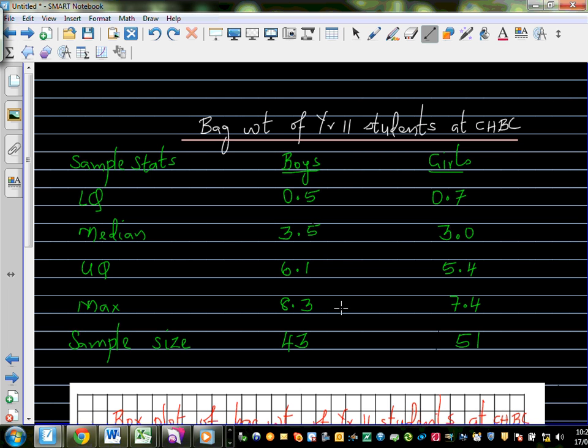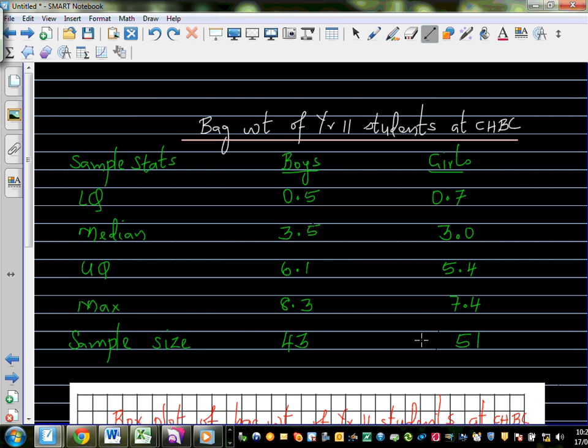Now from this statistics, we want to make an inference or decision whether the population of year 11 boys bag weight is greater than or less than the population of the girls in year 11 at CHBC. So basically we've got two populations, one of all year 11 boys in CHBC and the population for girls in year 11 at CHBC. And we have taken a sample of 43 and 51.